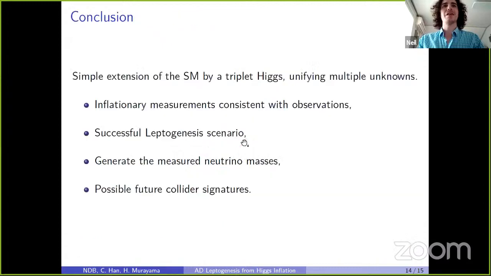In conclusion, we've considered this simple extension of the standard model by just a triplet Higgs, and also non-minimal couplings, and we've been able to explain each of inflation, leptogenesis, and neutrino masses. There's quite a lot of scope for potential constraints from colliders and possible other collider implications. And also, we didn't include it here, but also vacuum stability. Yeah, thank you very much.